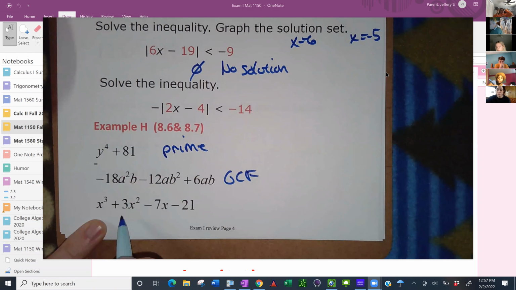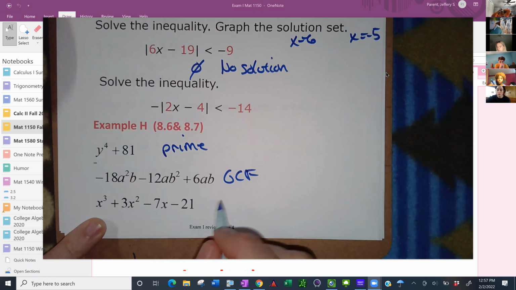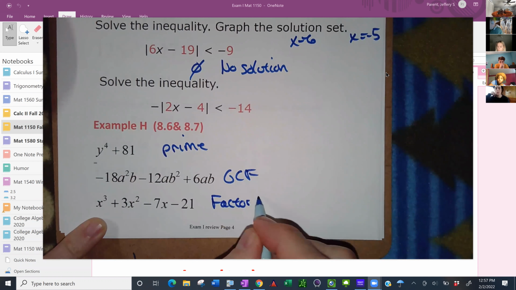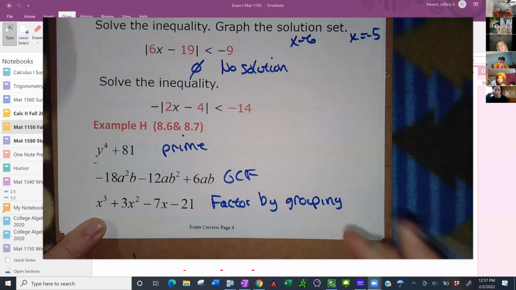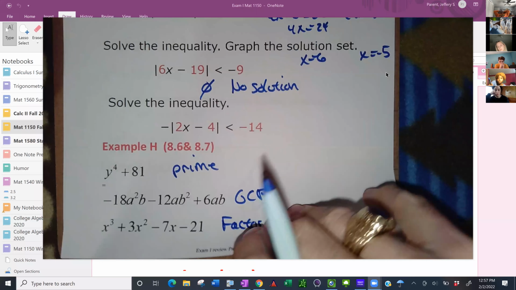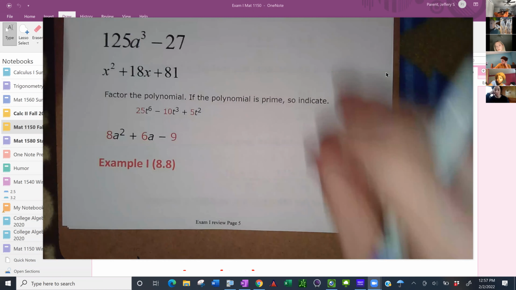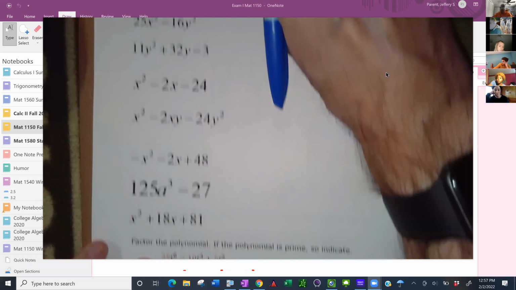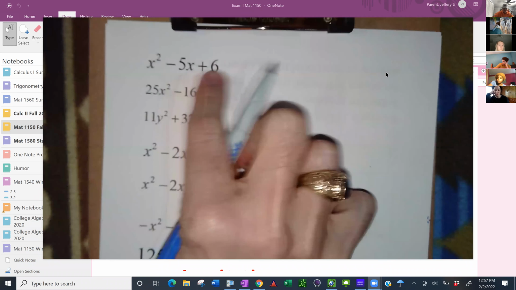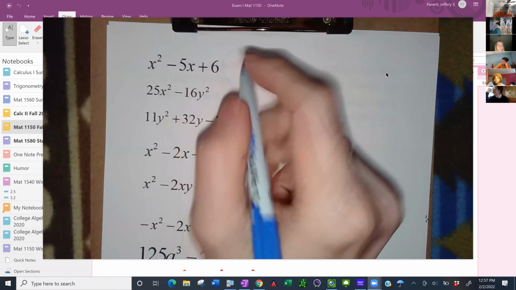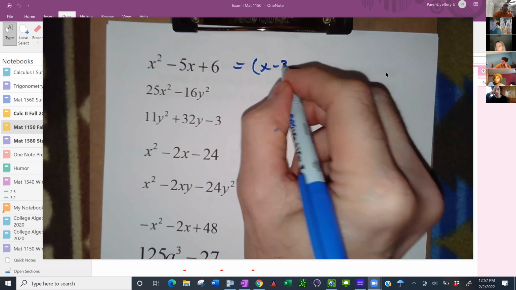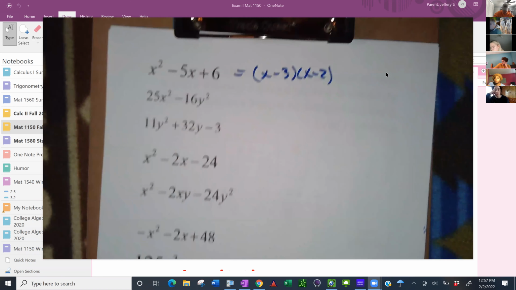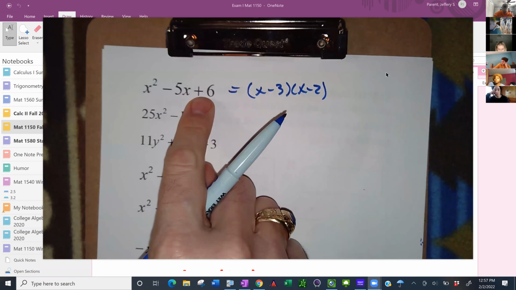If you've got 4 terms, again, that should be pretty straightforward. Factor, anyone know? By grouping. Yeah, one time I accidentally spelled that without the U. That was embarrassing. Find 2 numbers that multiply to 6 and add to -5. This one gets butchered a lot. It's x minus 3 and x minus 2. If this is positive, both of these have to have this sign.